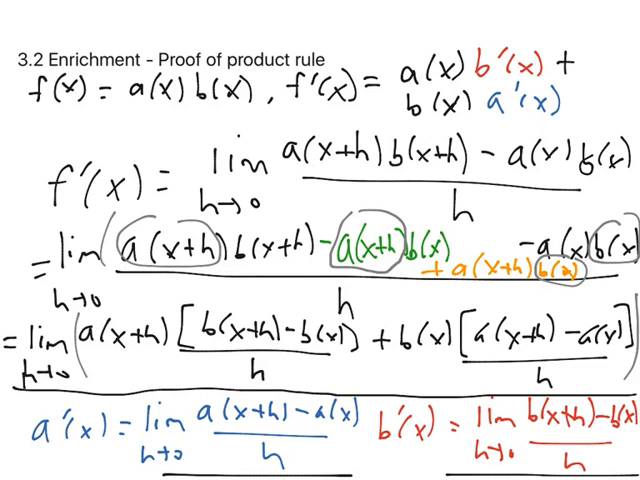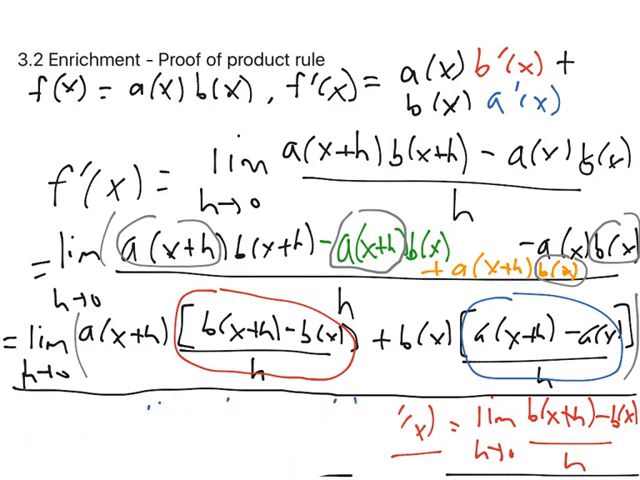So to summarize, right now we have the limit as h goes to 0 of the whole thing, with two terms. The first term is a of x plus h times b of x plus h minus b of x over h. And the second term is plus b of x times a of x plus h minus a of x over h. Okay. But notice, right here, because we have the limit as h goes to 0, this is just b prime of x. And this one is just a prime of x.